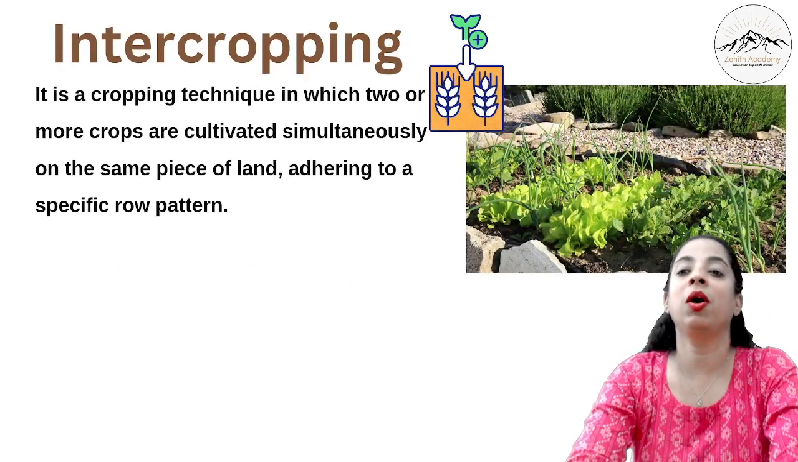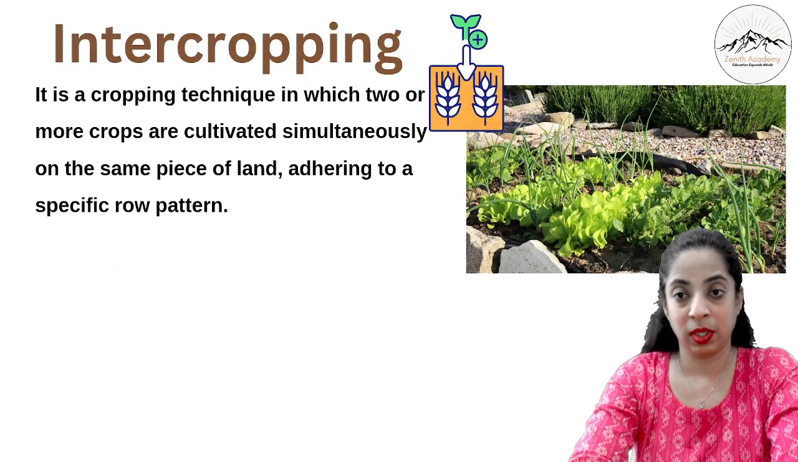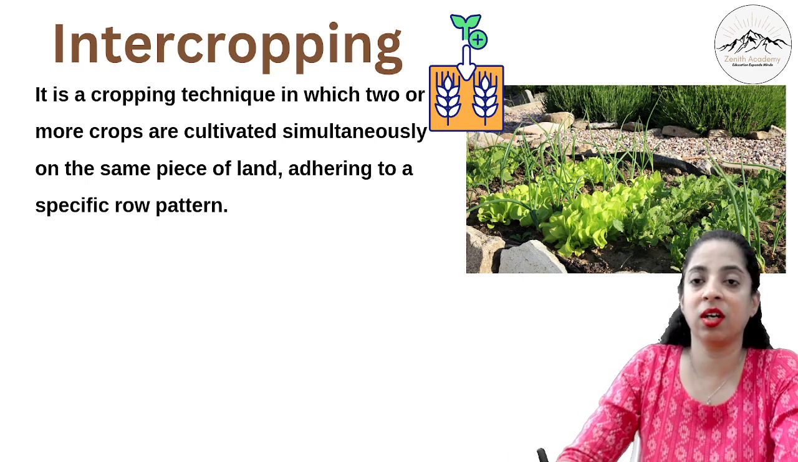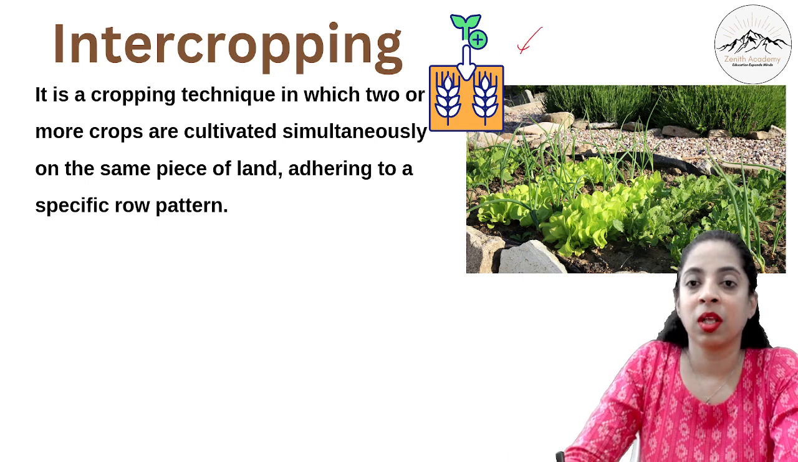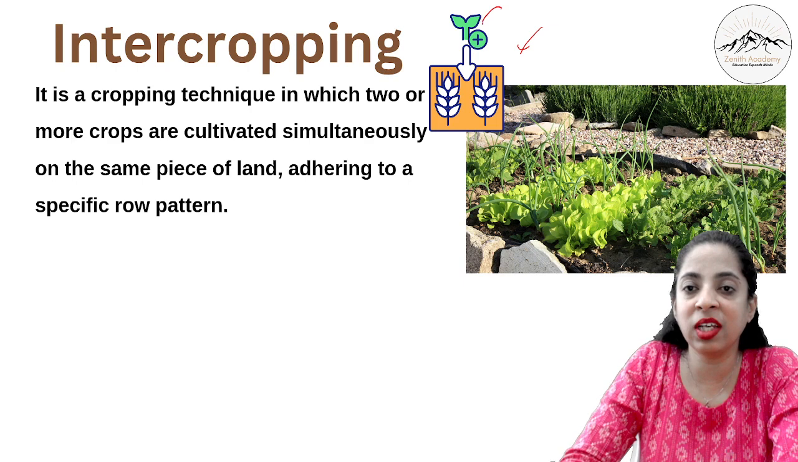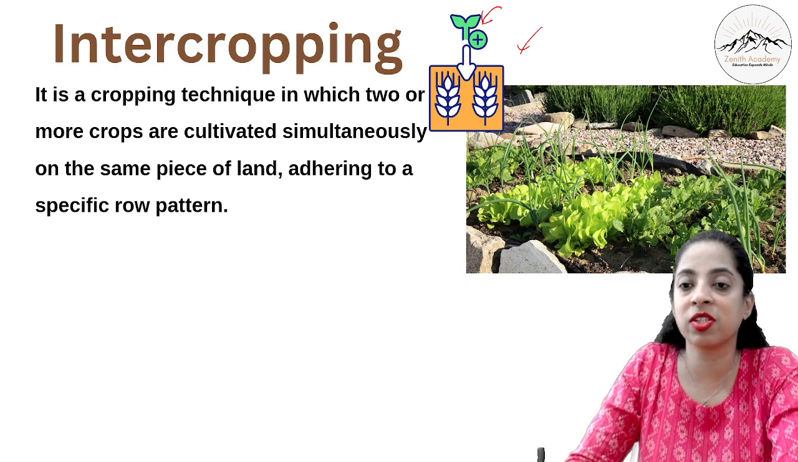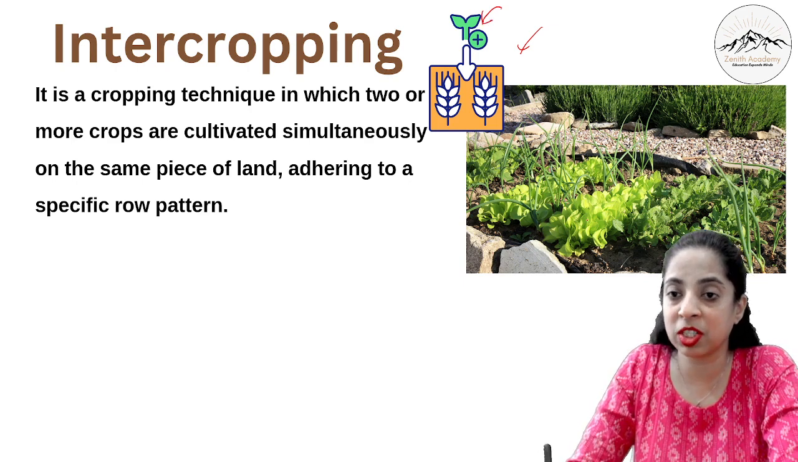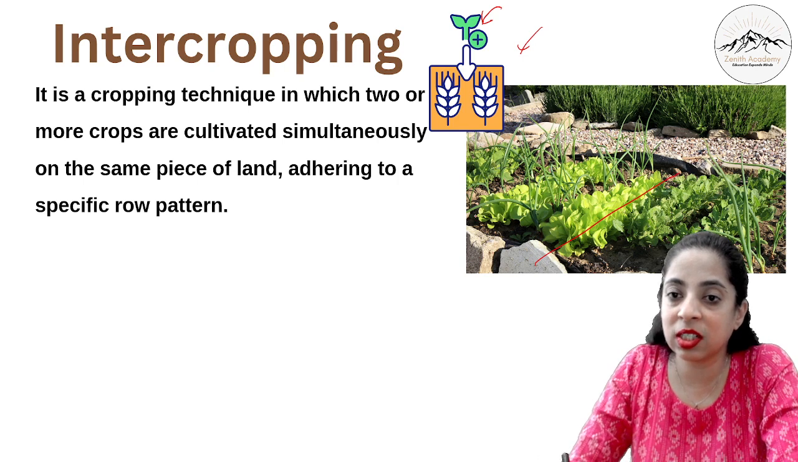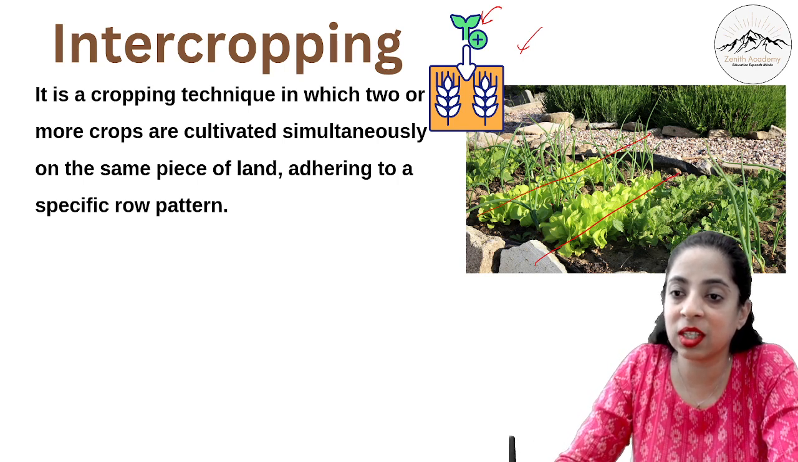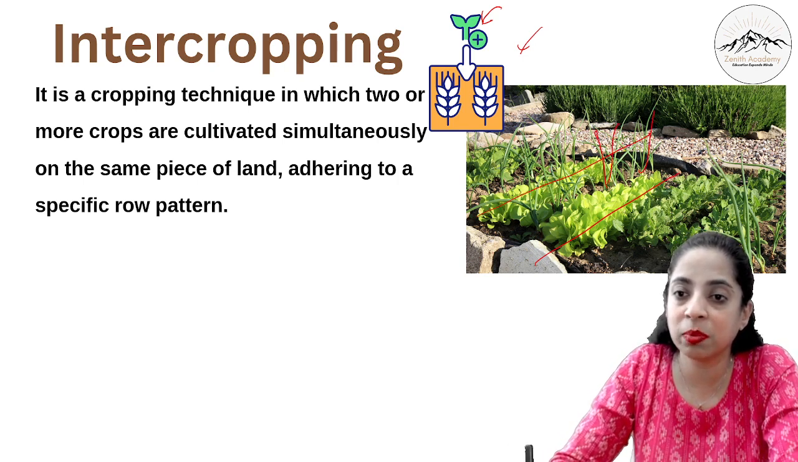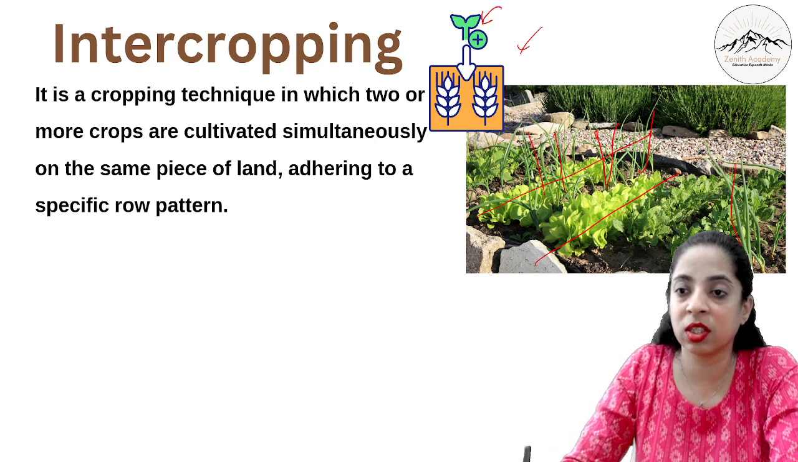First let's talk about intercropping. If you see the picture here, if you see this icon here, there is a crop and in between there is another crop. If you see the real picture also, you can see these lines of crops, but in between there is another crop grown. Can you see these crops? So in rows they are grown.